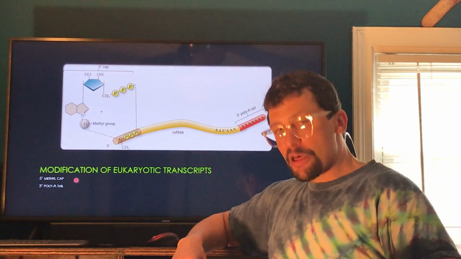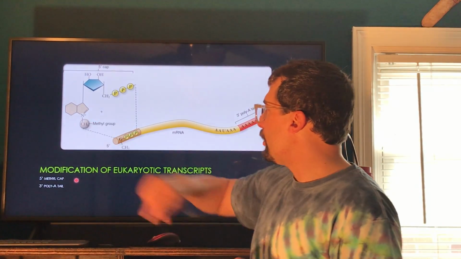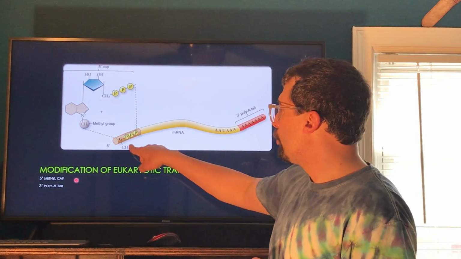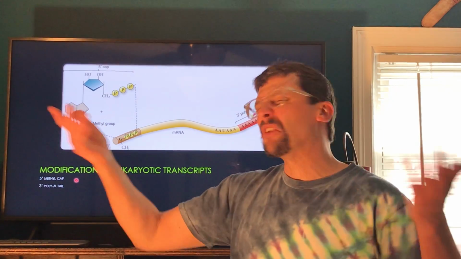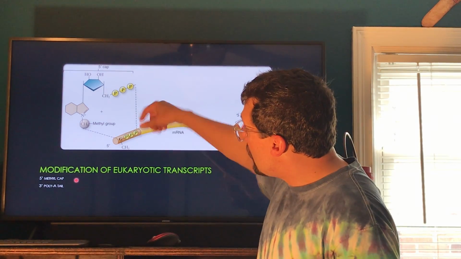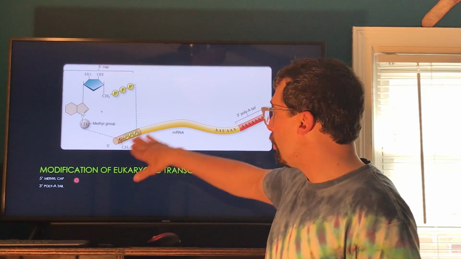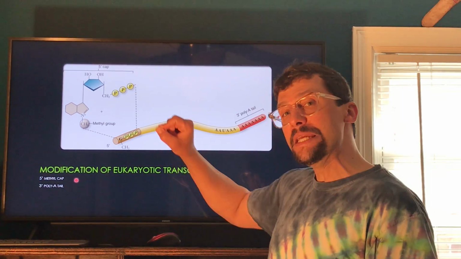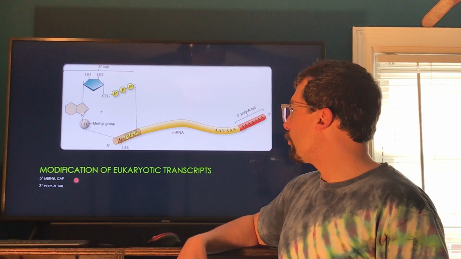Now, a methyl group is basically just a CH3. Okay, so we put this CH3 over here. It doesn't like to react with a whole lot. So essentially, this protects this beginning end of our mRNA. That's going to be like our start side where we're going to start to read the mRNA and manufacture our protein.